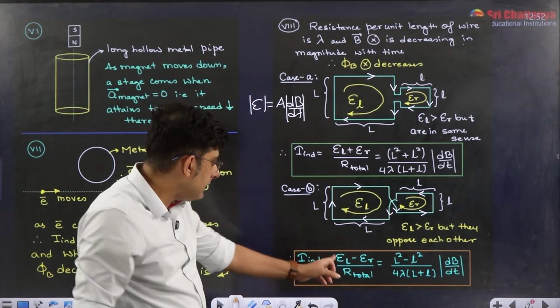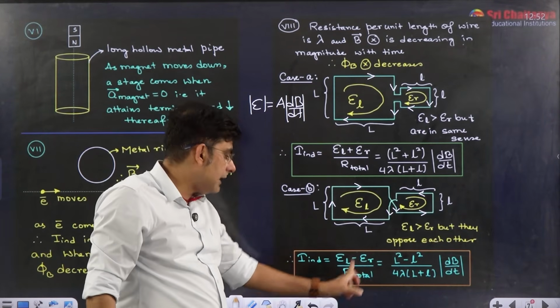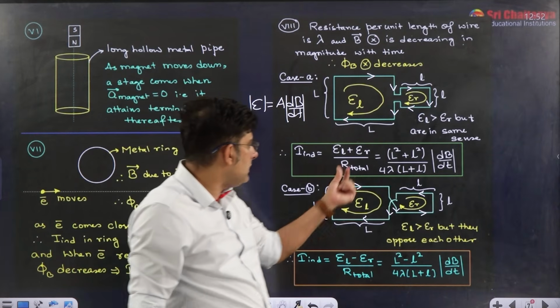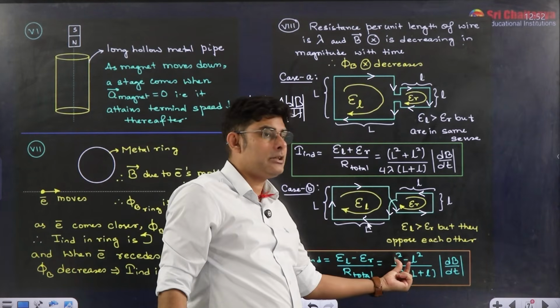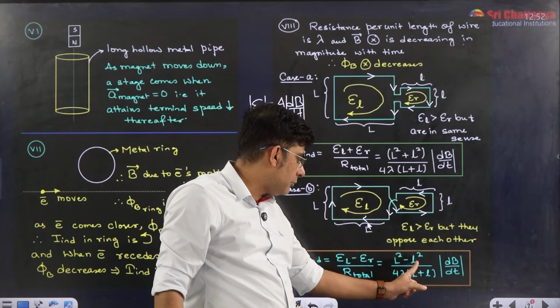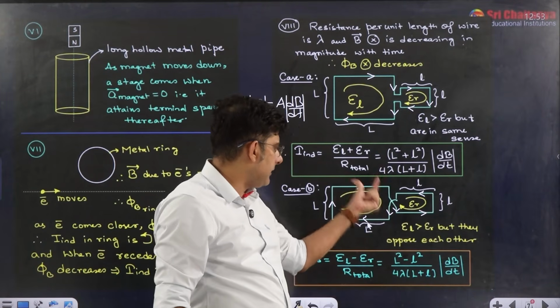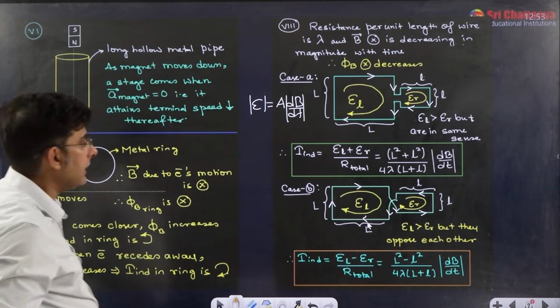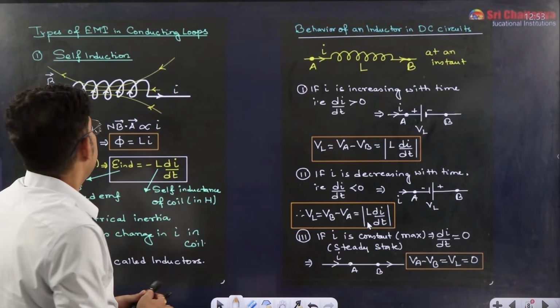So we will take E_left minus E_right by R total. So here, instead of addition, there will be subtraction of the areas. So capital L square minus small l square, the denominator will be the same, total resistance, and into dB by dt. So this is one important case which you should remember.